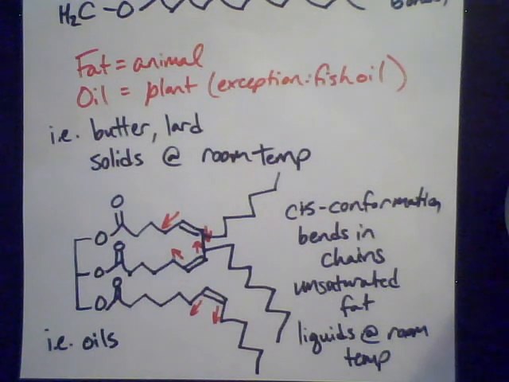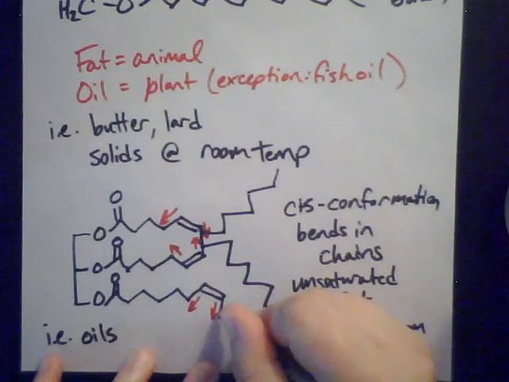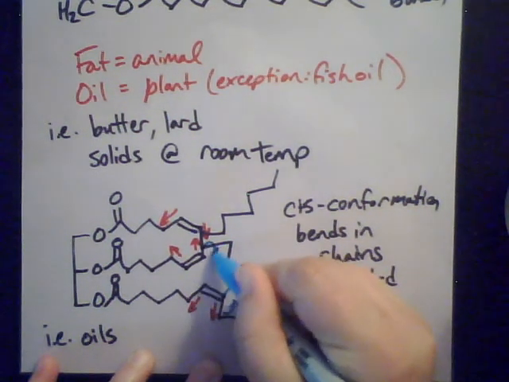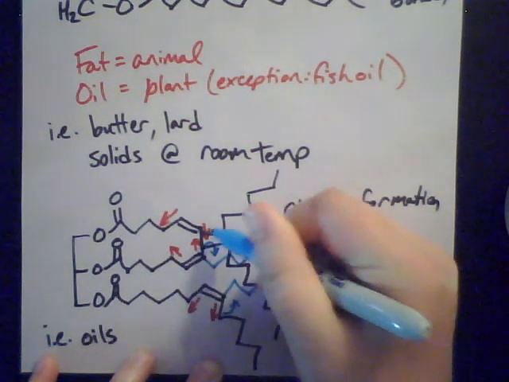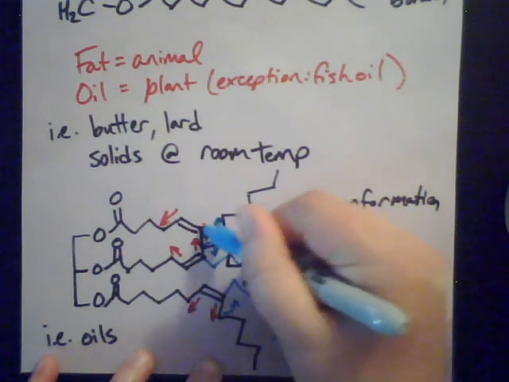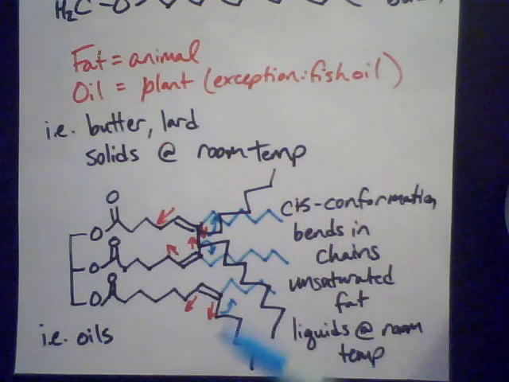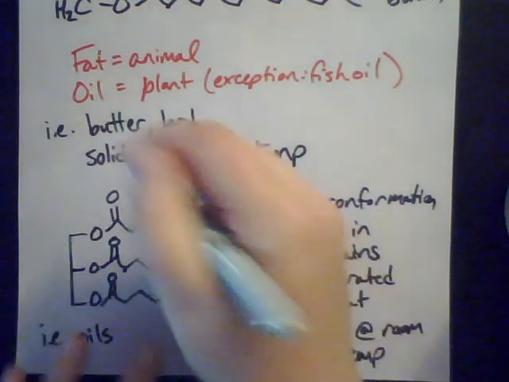Now, if we were to artificially bend these things into the trans conformation, okay, so if I was to take this thing, I'm going to use a different color here, and flip this thing around. So if I flip this thing around and now I have straight chains, then my blue here that I've indicated by showing that flipping of the cis to the trans conformation is going to give me something that looks more like a solid at room temperature. So the blue here is in the trans conformation, and we call that a trans fat.